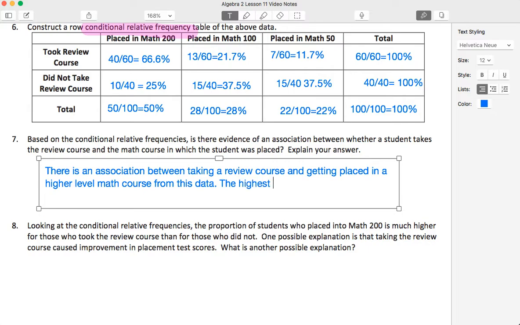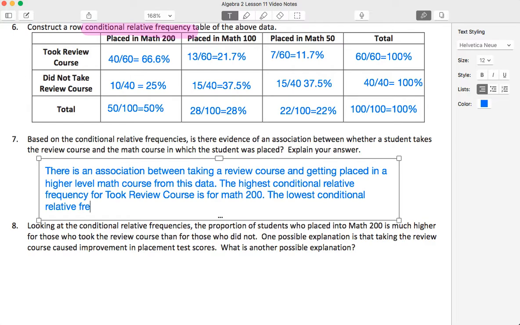The highest conditional relative frequency for took a review course is for Math 200. The lowest conditional relative frequency for did not take review course is also Math 200. So it makes you think.